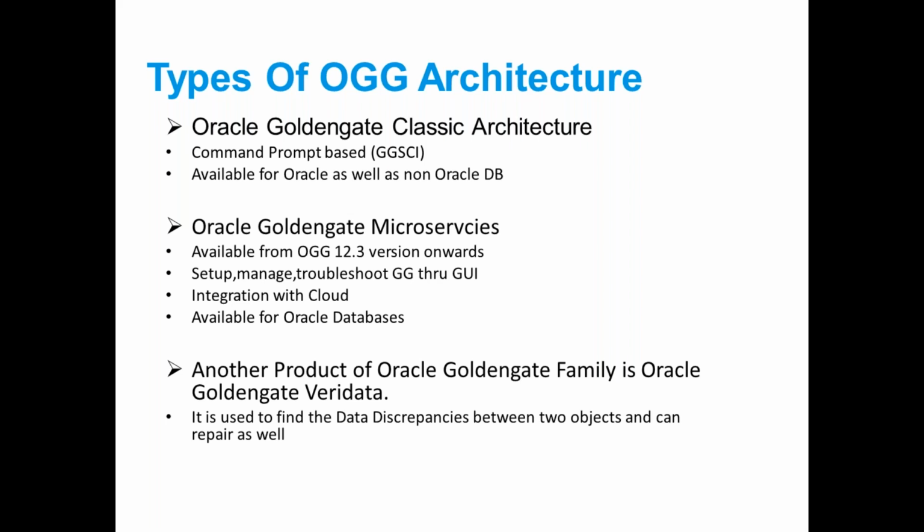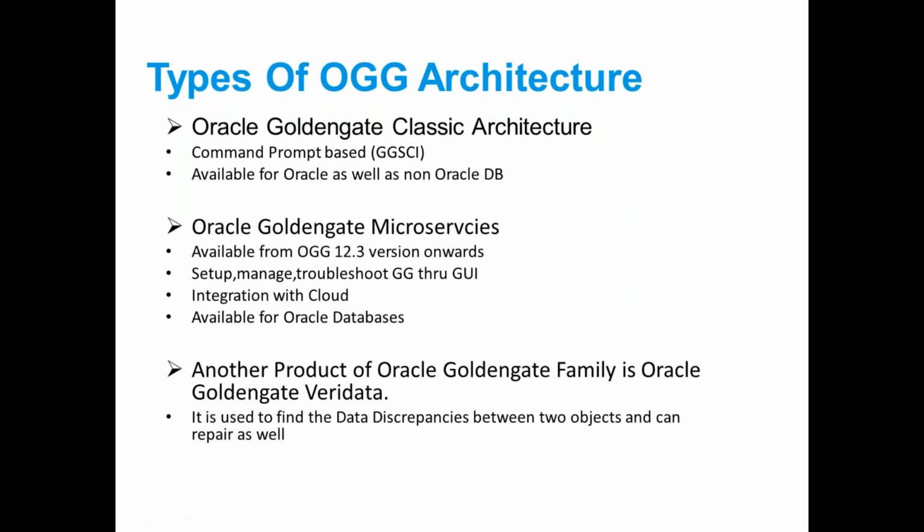In the last shared Oracle graph, it showed that 80 to 82% of organizations are using the classic architecture. This architecture is available for Oracle as well as non-Oracle databases.